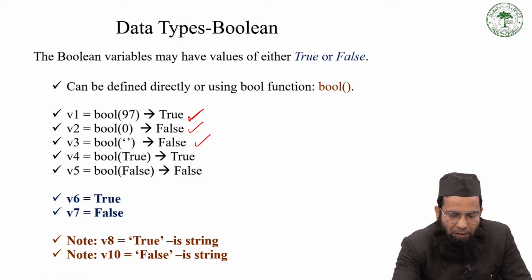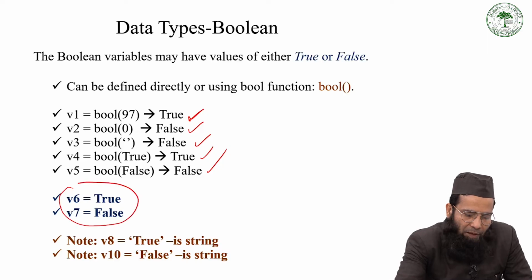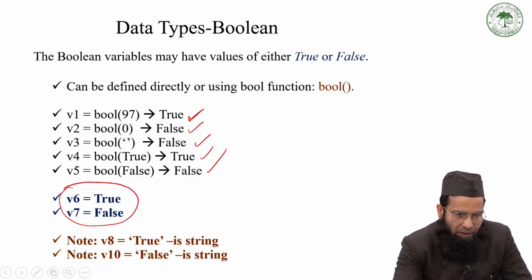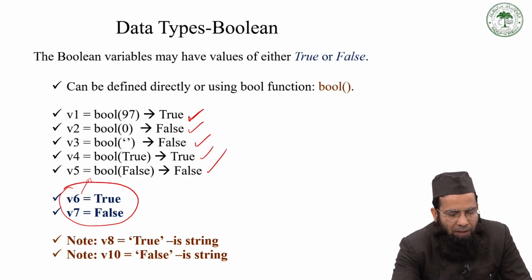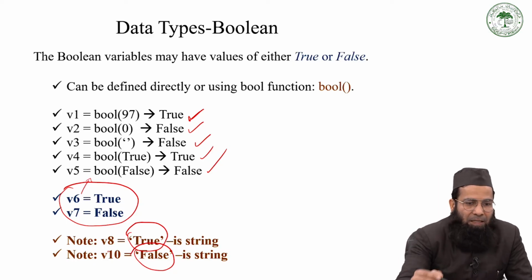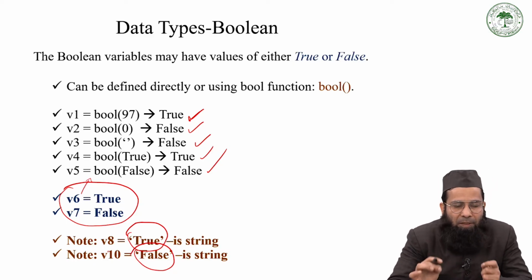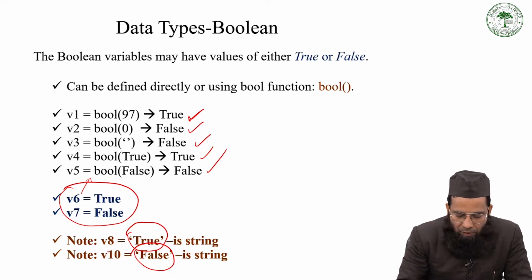So again you can declare a true value using bool true, similarly bool false, and you can directly declare a Boolean variable in this manner. V6 is equal to true, so V6 is actually a Boolean variable having a true value. One thing is important here: in this case V8 is equal to true, but it is in quotes, so V8 is not a Boolean variable, but a string. Similarly, in this case, V10 is a string, not a Boolean variable, because it has been used in quotes.